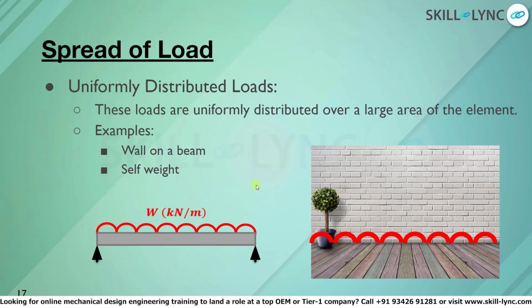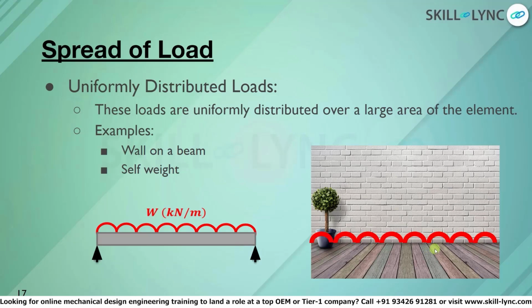The next type of loads are uniformly distributed loads. These are loads that are uniformly distributed over a large area of the element. In other words, the magnitude of the load will remain uniform throughout the whole element. One of the examples of a uniformly distributed load is a wall that is sitting on a beam. For example, the wall here, its weight is evenly distributed over the beam under it.